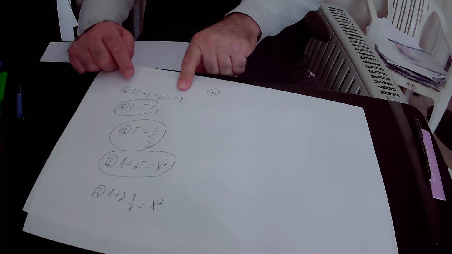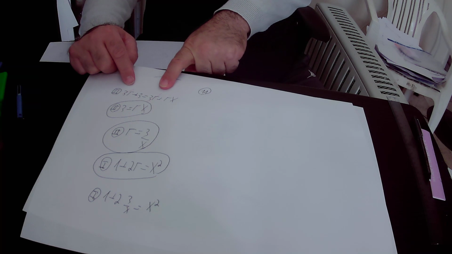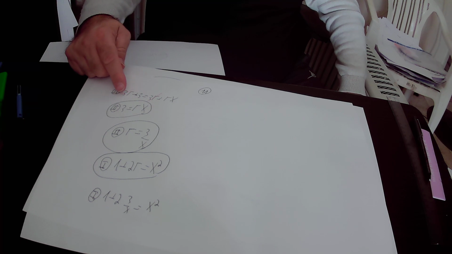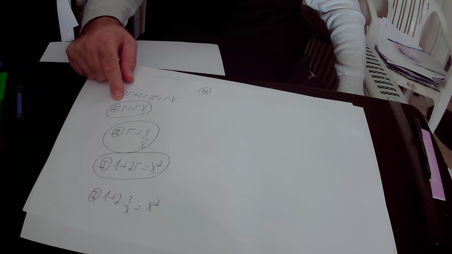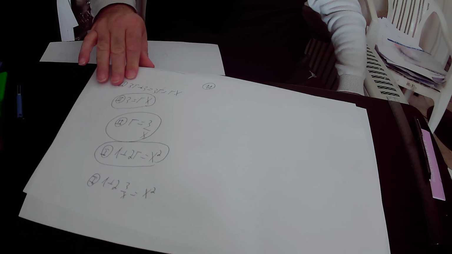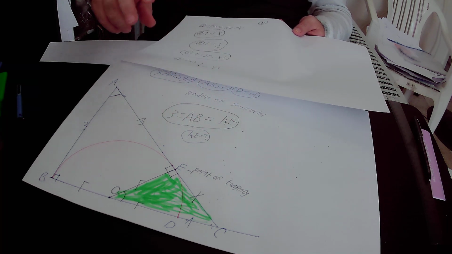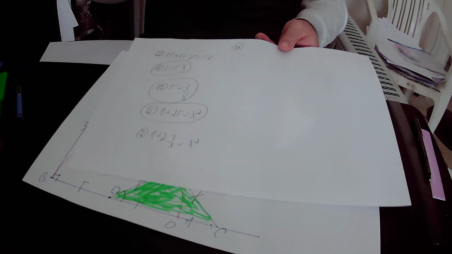Here we subtracted 3R from the equation, so 3R gets cancelled. What is left after we cancel 3R? It is 3 equals RX. We divide this equation by X. It is allowable to divide by X because X can never be 0. X is the side of a triangle, and the side of a triangle can never be 0.